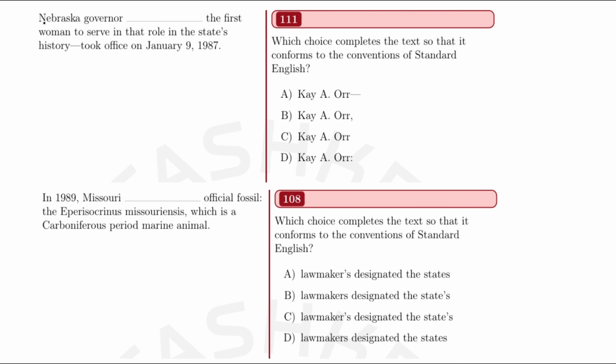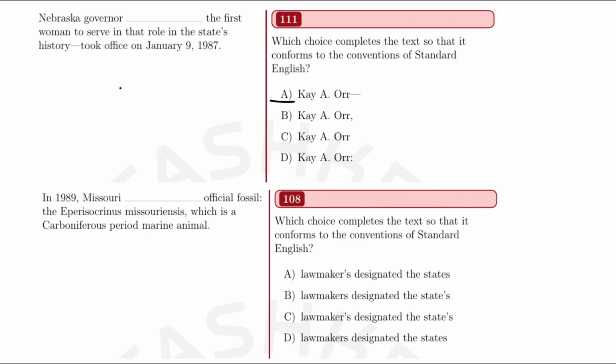Question. Nebraska Governor Kay A. Orr, the first woman to serve in that role in the state's history, took office on January 9, 1987. Okay. The correct answer is A.